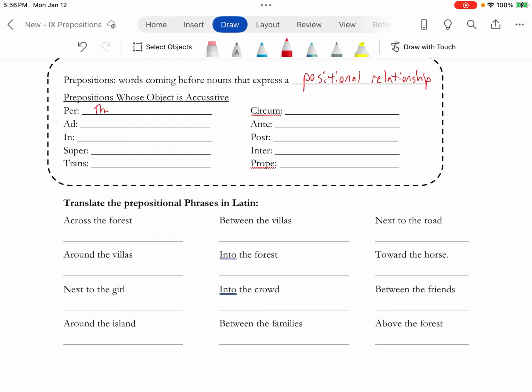So per, which means through. Ad, which means to or toward. In, which is into. Super, above, over. Trans, across. Circum, around. Ante, before, in front of. Post, after, behind. Inter, between. Prope, next to.